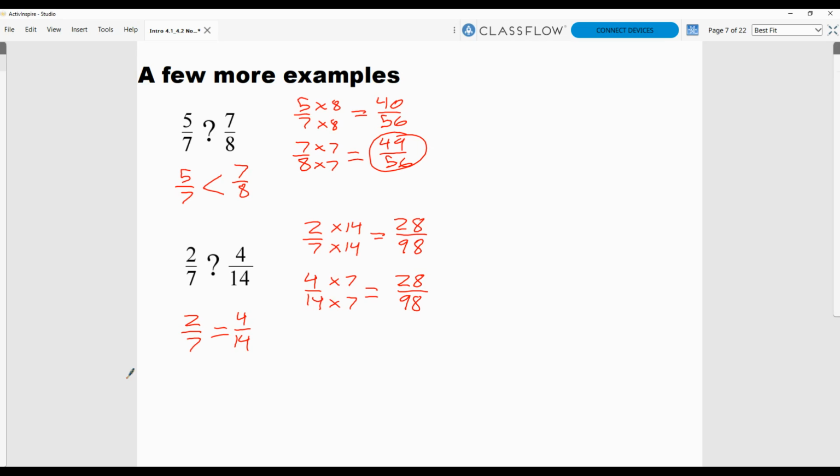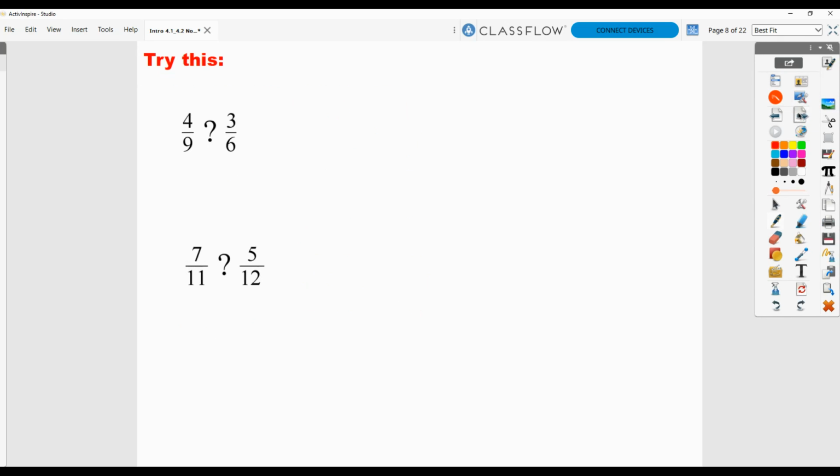I got a few examples for you guys to try out, see how you do comparing fractions, and then we'll take a look at your answers. Here's the 2 problems that you guys got. So try these, hit pause, and then we will take a look at your answers in a minute. All right, let's take a look at what you guys came up with for these here.